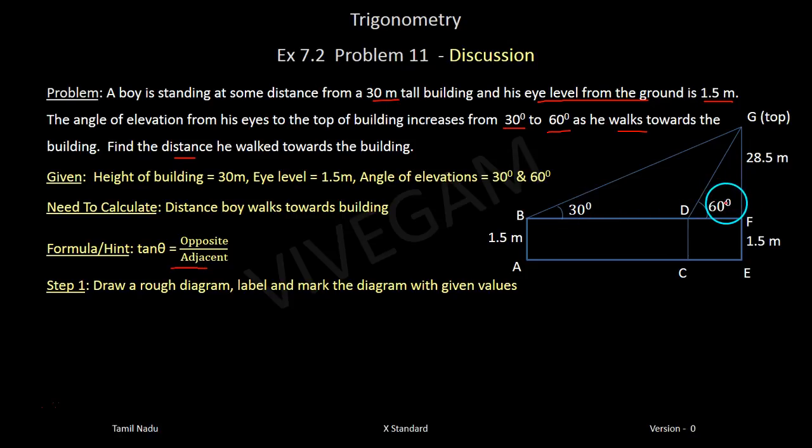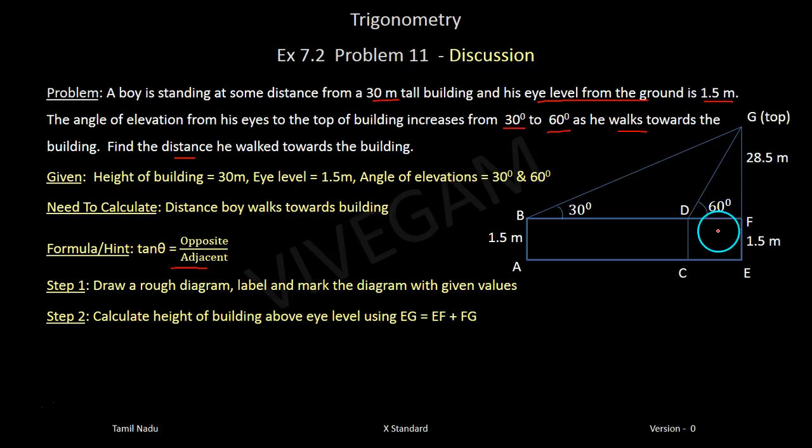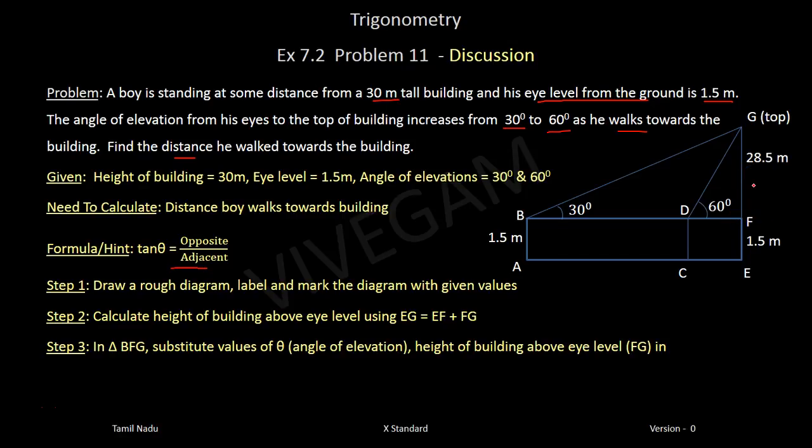These are the two angles of elevation. Calculate the height of the building above the eye level. As I said, that's what I did first. So this whole thing is 30. Take away 1.5 meters, which is the height of the eye level. So the building will be 28.5 meters. That is 30 minus 1.5, 28.5 meters above the eye level.